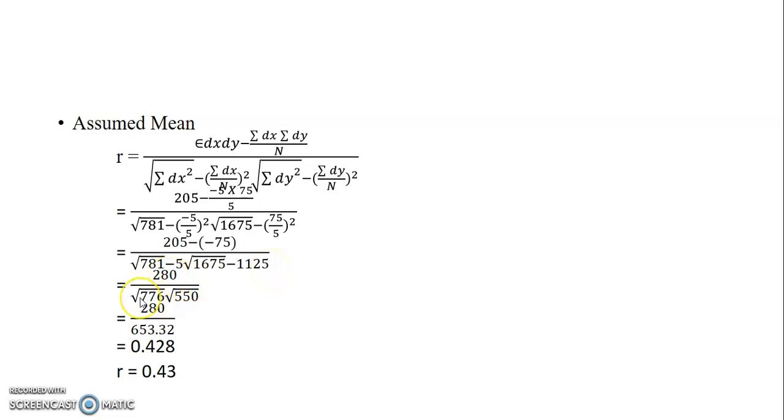So 280 divided by root 776, then root 550. So now we got 653.32. So 280 divided by 653.32 is 0.428. So r is equal to 0.43.